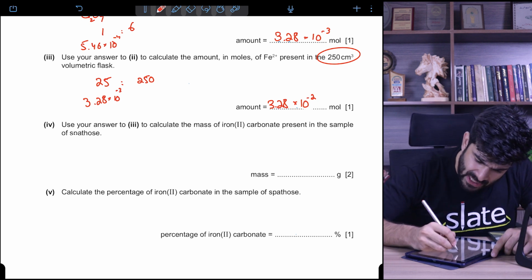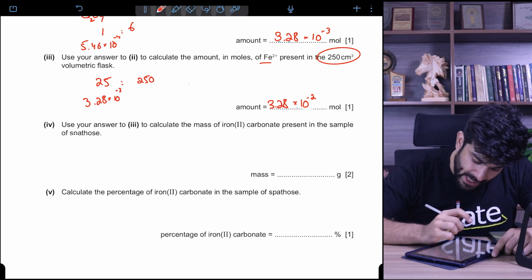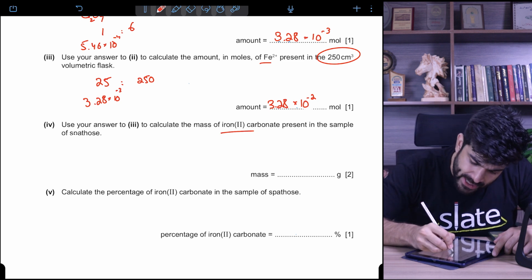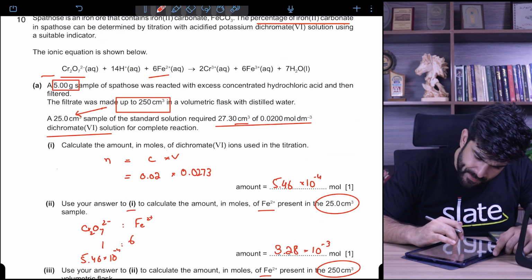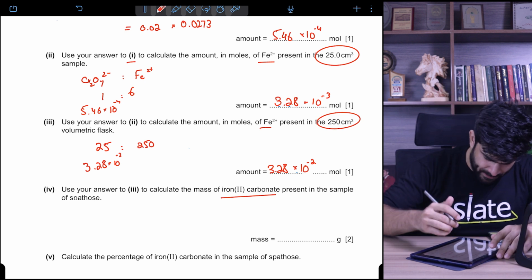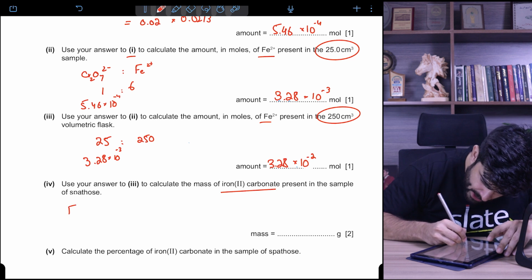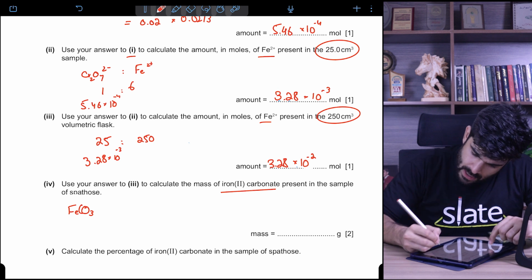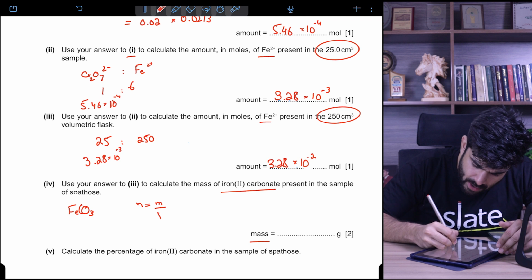अब answer in 3 में हमें पता लग गया कि these are the moles of iron in this sample. But वो कह रहा है, use your answer in 3, these moles, to calculate the mass of iron 2 carbonate present in the sample. अब iron 2 carbonate में, if you make up the formula, so अगर हम formula बनाते हैं सबसे पहले, we know iron 2 carbonate is FeCO3 because it's 2. Mass निकालना है. What shall be the formula? N equals to mass over mR.